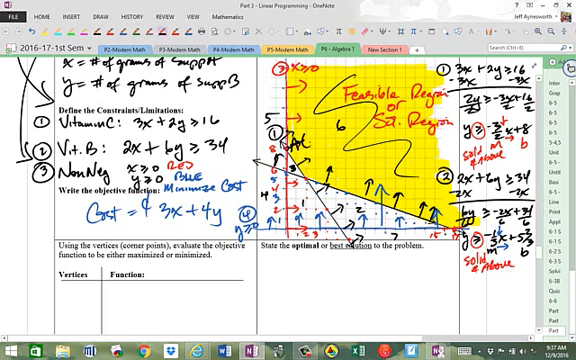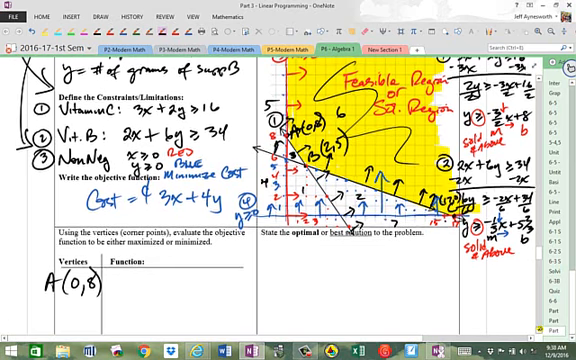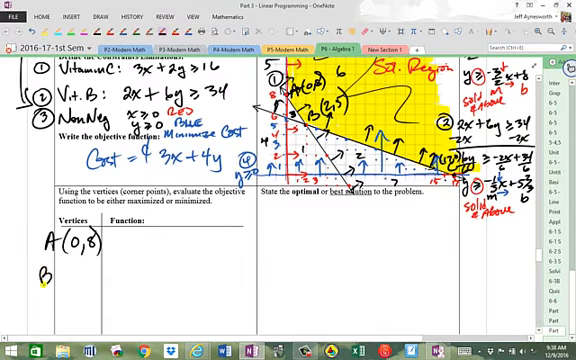Point B is right here. It's right 2, up 5. So B is 2, 5. And then C is right here, and that's going to be, let me see, 17, 0. Hopefully you can see that. So let me record those. So B is at 2, 5, and C is at 17, 0. The origin is not part of this because it's not in the feasible region. So we want to check these 3 ordered pairs, these 3 corner points.